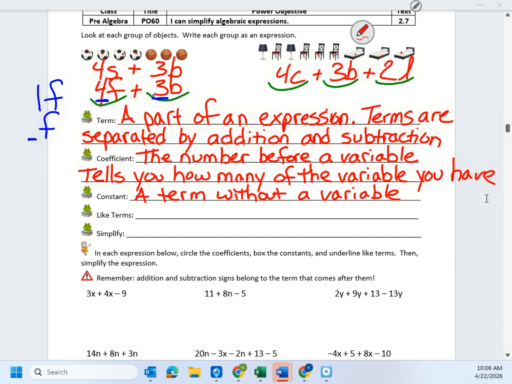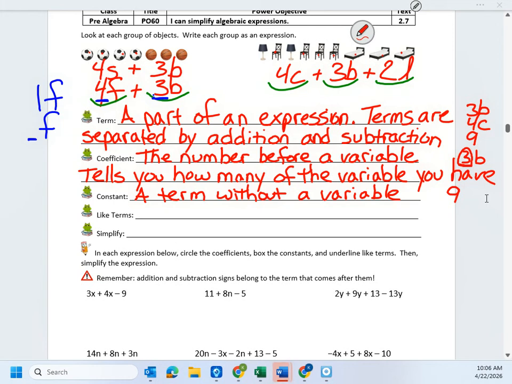So when we have our term, it could be like 3b, 4c, 9. Those are all terms. The coefficient is the number that's before the variable. The constant is just the number. If there's no variable attached to it, just a number, we call that the constant.